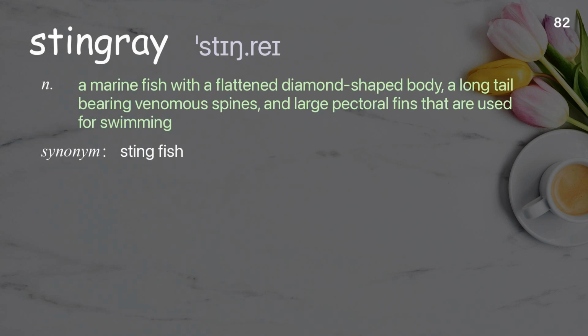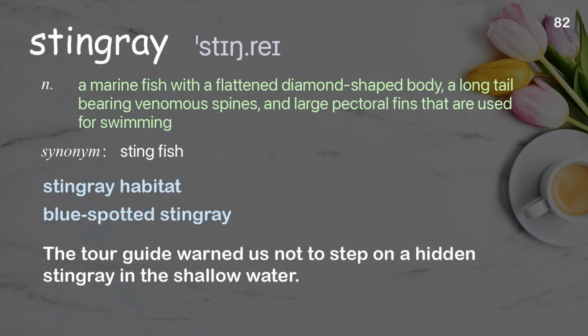Stingray. A marine fish with a flattened diamond-shaped body, a long tail bearing venomous spines, and large pectoral fins that are used for swimming. Examples: Stingray habitat. Blue-spotted stingray. The tour guide warned us not to step on a hidden stingray in the shallow water.